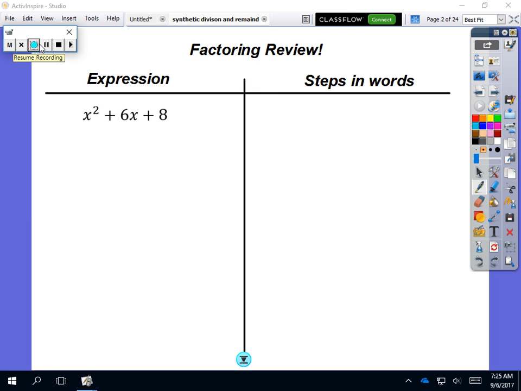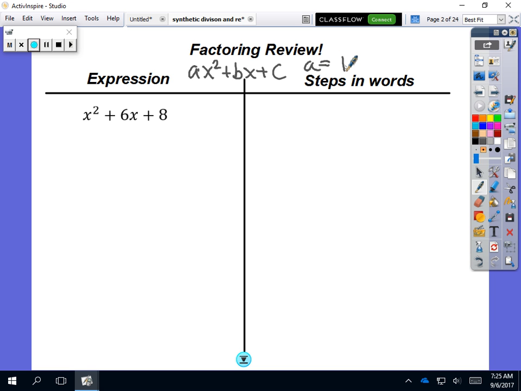Okay, we're going to do a quick factoring review before we start the lesson for today. The first one we're going to factor is a trinomial in the form ax squared plus bx plus c, the standard form of a polynomial, where a, b, and c are the coefficients, c is a constant term, and a in this type of problem equals 1.